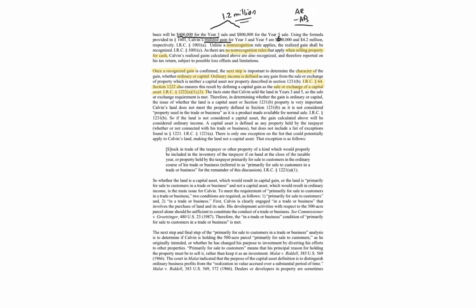Okay, so now we go into some of the facts here. The facts state that Calvin sold the land. So the sale or exchange requirement is not that pertinent. You can really see that under section 64 and section 1222, you need a sale or exchange of a capital asset or 1231. So the sale requirement is met, okay? So really the issue in determining the character comes down to whether it's a capital asset or a section 1231(b) piece of property. So first, let's start with section 1231(b).